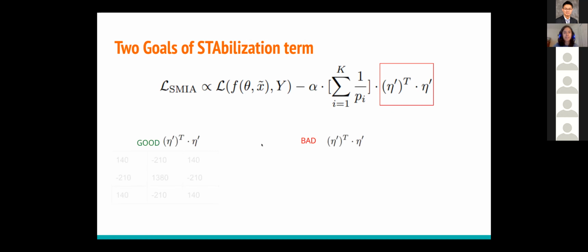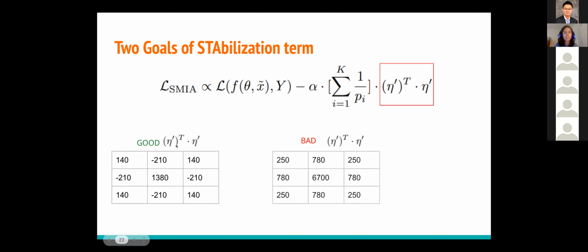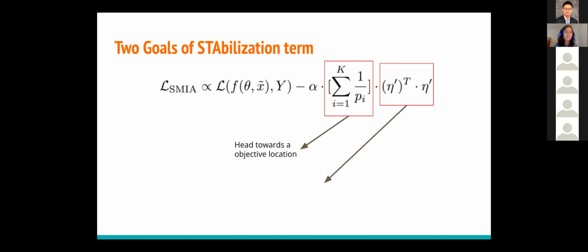So looking at the good and bad examples, if we were to multiply the good example by itself, we get a much smaller value than if we multiply the larger values of the bad example by itself. So these two terms are trying to minimize the variance in eta. Ideally, we don't want to put such great emphasis on a single pixel. We want to modify essentially all pixels by a little bit instead of 1 pixel by a lot. That results in much more consistent perturbations.